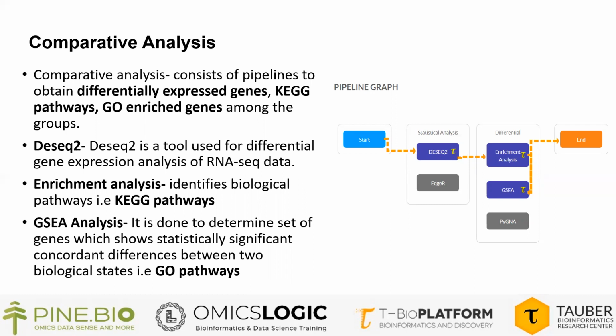GSEA analysis is done to determine a set of genes which show statistically significant concordant differences between two biological states, that is, GO pathway. Here we can see how the pipeline was run. First we click on the start button, and then DESeq2 is selected, then enrichment analysis and GSEA according to the requirement, and then we end the pipeline. The parameters are fed into the pipeline.